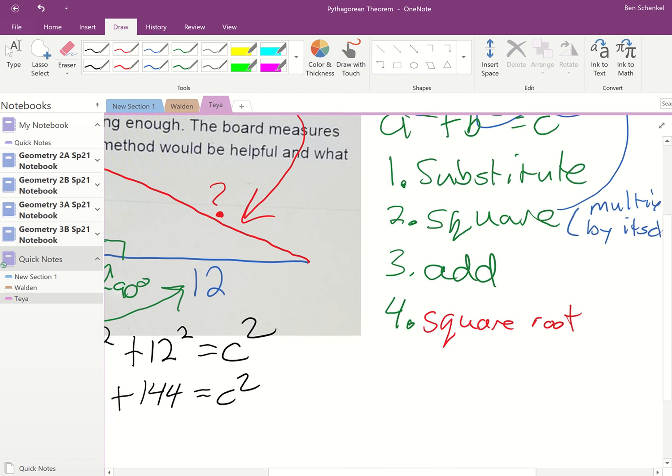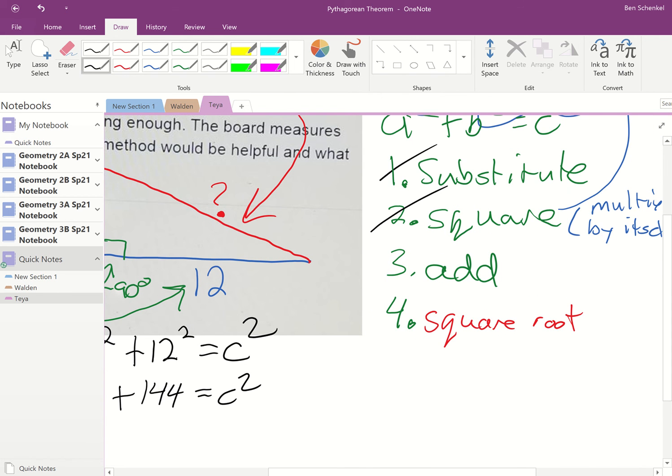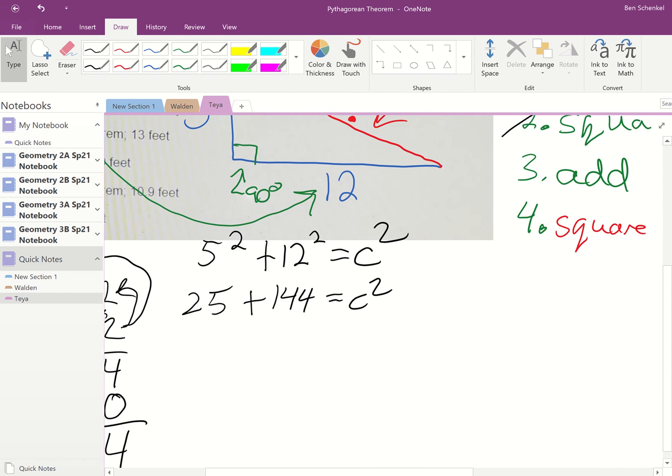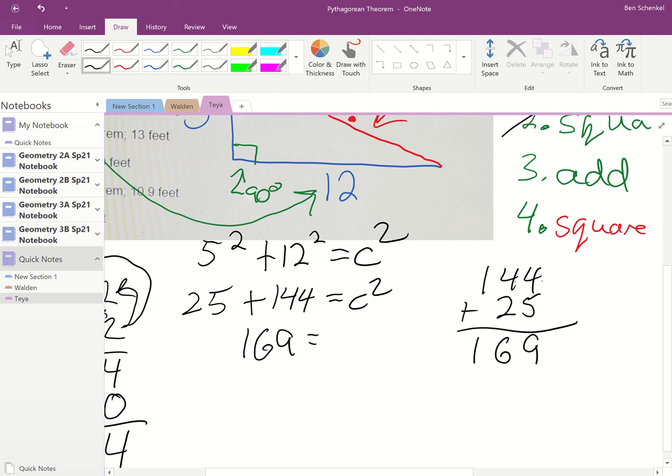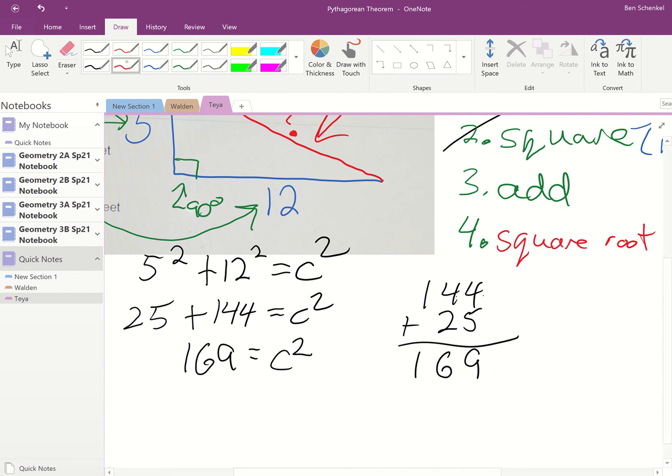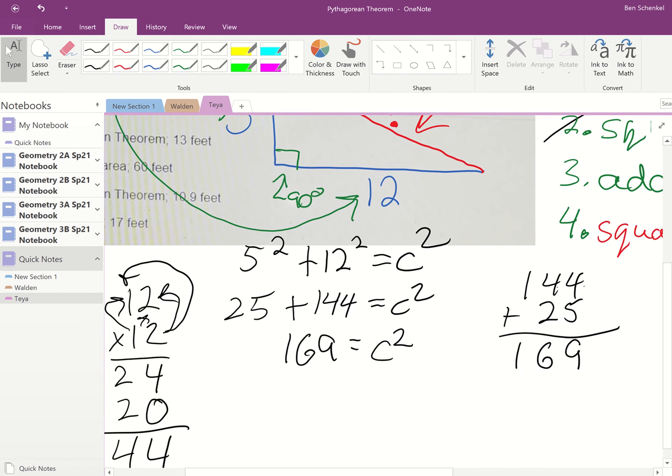Okay. So I substituted, I squared, now I have to add them together. Okay, 25, 144. Okay, so I'm going to add 5 plus 4 is 9, 4 plus 2 is 6, 1 plus nothing is 1. So I know 25 plus 144 is 169. Okay. Now, the last part, which we're talking about here in red, we have to find the square root. And this is where it can kind of get tricky without a calculator.